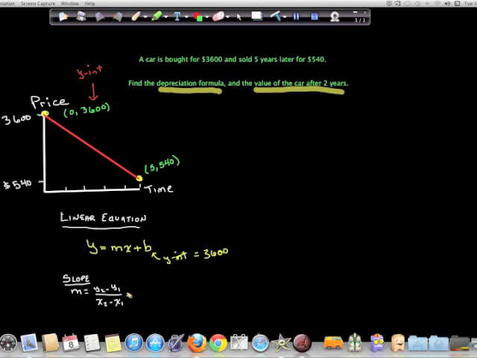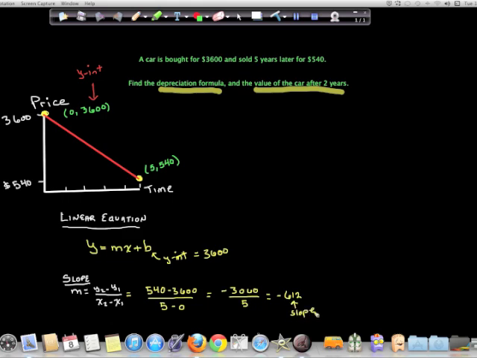So we're going to plug in our pertinent information. We're going to say 540 minus 3,600 divided by 5 minus 0. And if we do this arithmetic, then we end up with negative 3,060 in the numerator and 5 in the denominator. And this simplifies down to being negative 612. Now this is our slope.